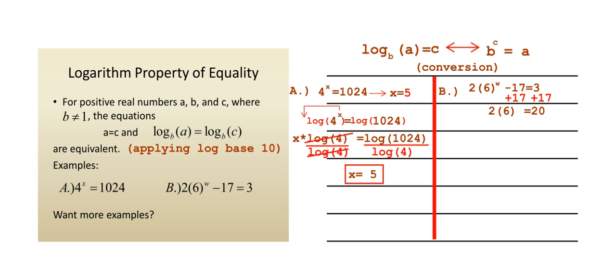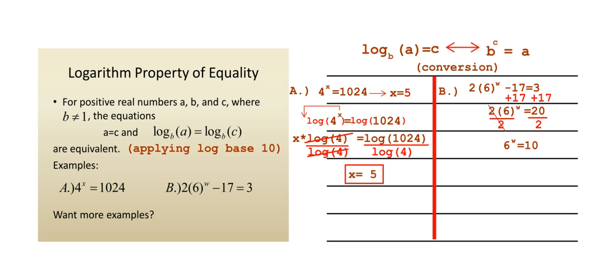So that gives us 2 times 6 to the power of w equals 20, right? 17 plus 3 gives us 20. And now we want to get rid of the 2. The 2 is multiplying, so the opposite of multiplication is division. 2 divided by 2 cancels out. That leaves us with 6 to the power of w equals 20 divided by 2, which gave us 10. So 6 to the w equals 10.